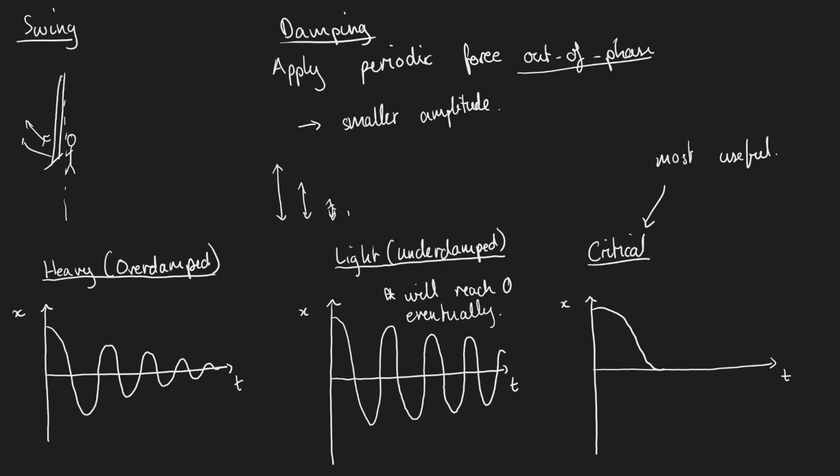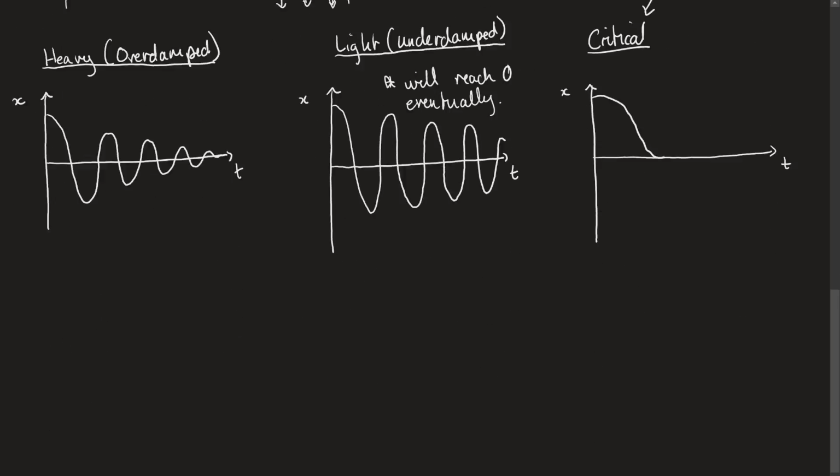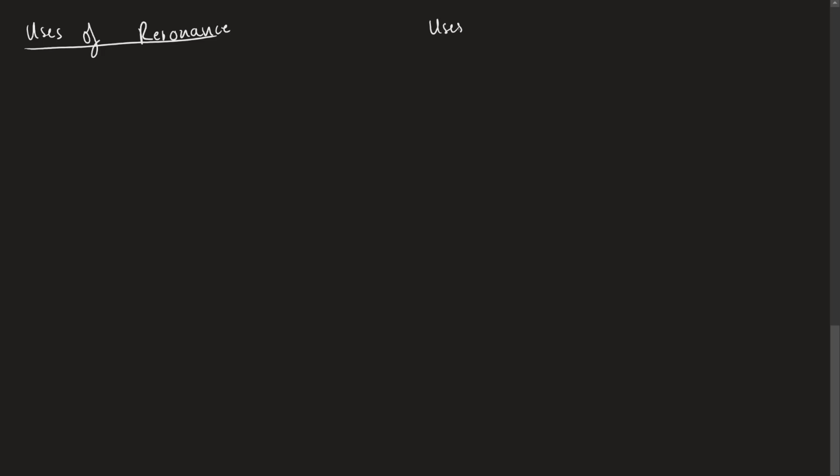Now, the last thing I want to do is just put these side by side and apply a few uses of these so we can get an idea of how they're going to be applied in exam questions. So let's say we have uses of resonance on this side, and on the other side, we can have the uses of damping.